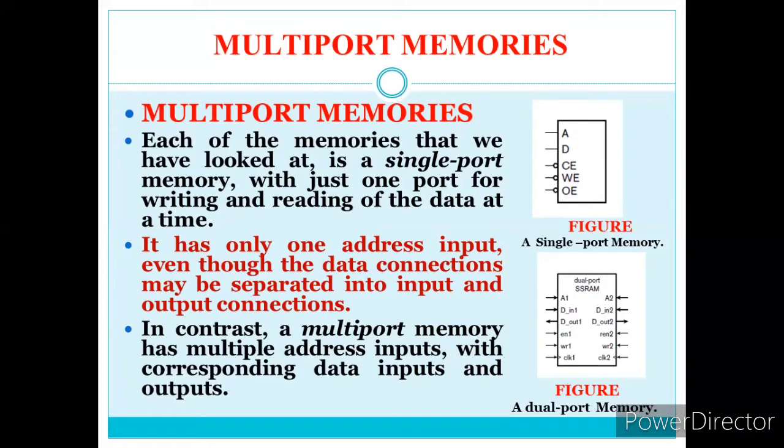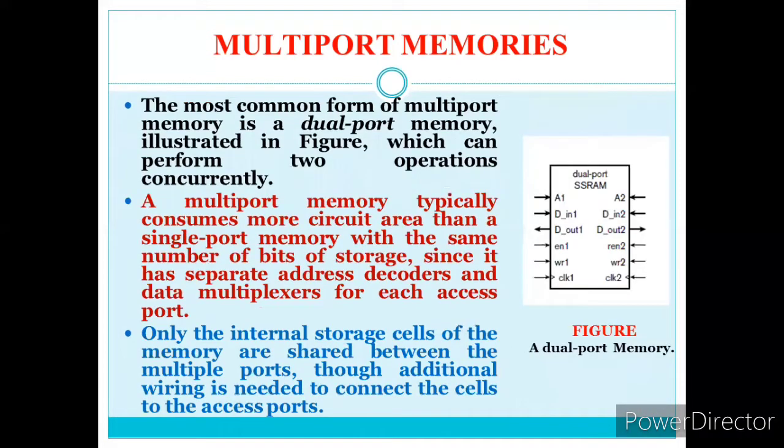Whereas a multi-port memory generally has two address lines. In a multi-port memory, we have multiple address inputs with corresponding data inputs and outputs. One of the best examples of a multi-port memory is the dual port memory. The most common form of multi-port memory is the dual port memory, as shown in the figure, where two operations can be performed concurrently, simultaneously.